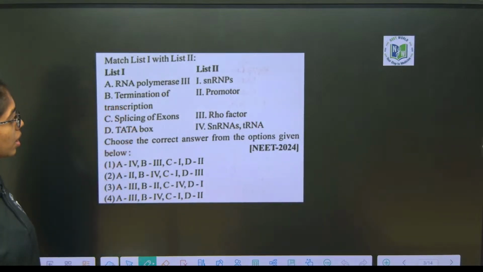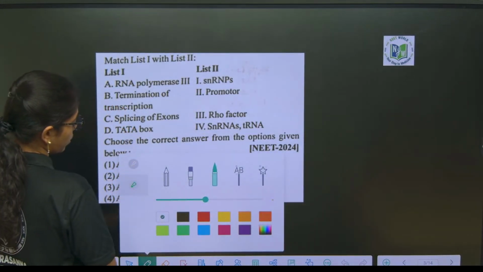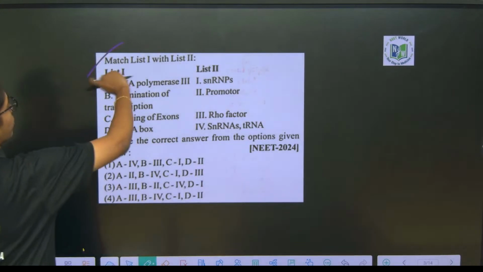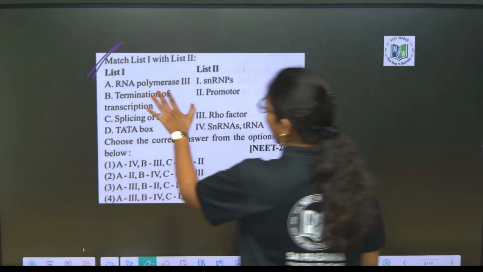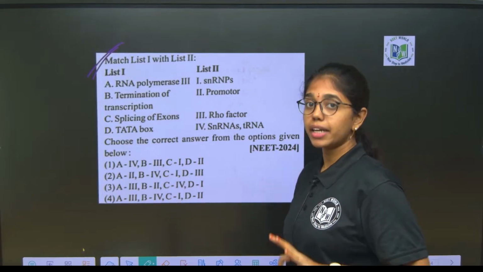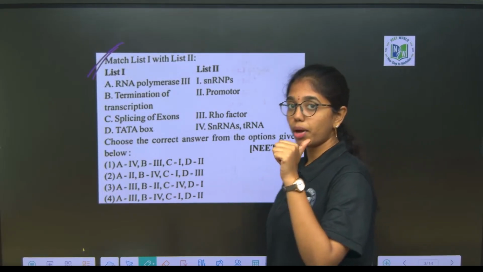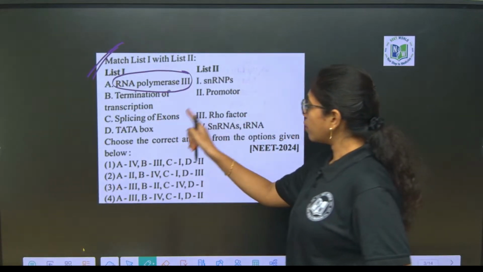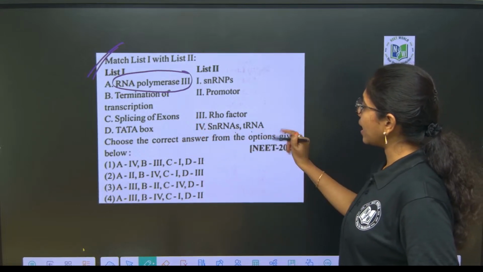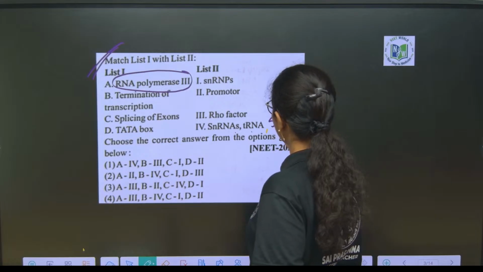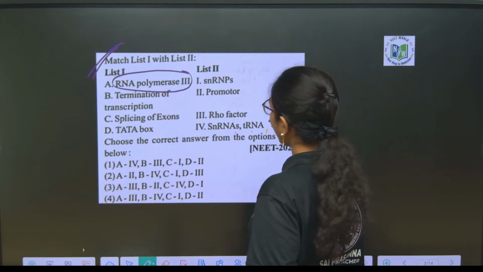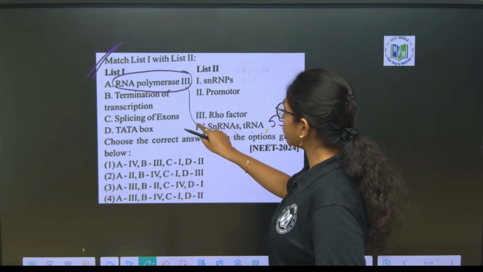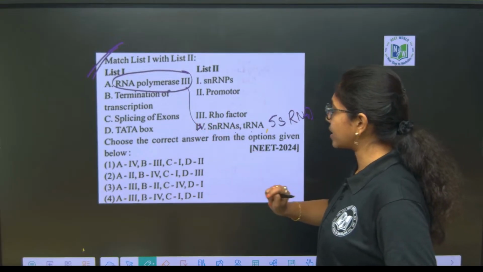The first question is from NEET 2024, and this question is of match the following type. Here, if you look at the first, RNA polymerase 3. We have 3 RNA polymerases in a eukaryotic nucleus, RNA polymerase 1, 2 and 3. RNA polymerase 3 is involved in snRNA and tRNA, along with 5S RNA synthesis. So RNA polymerase 3 is involved in the synthesis of snRNA and tRNA. That is option 4. And then termination of transcription.